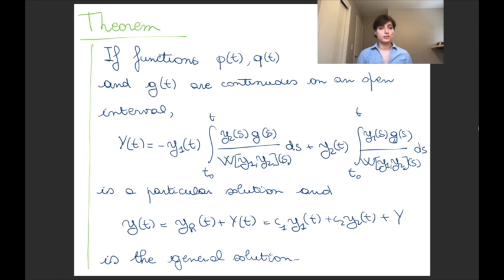So let's look at a theorem that states everything that we have found until now. If functions p(t), q(t), and g(t) are continuous on an open interval, then capital Y(t) equals minus y1 times the integral from t0 to t of y2 g divided by the Wronskian of y1 and y2, plus y2 times the integral from t0 to t of y1 g divided by the Wronskian of y1 and y2 ds. This is a particular solution, and y equals c1 y1 plus c2 y2 plus capital Y is the general solution.